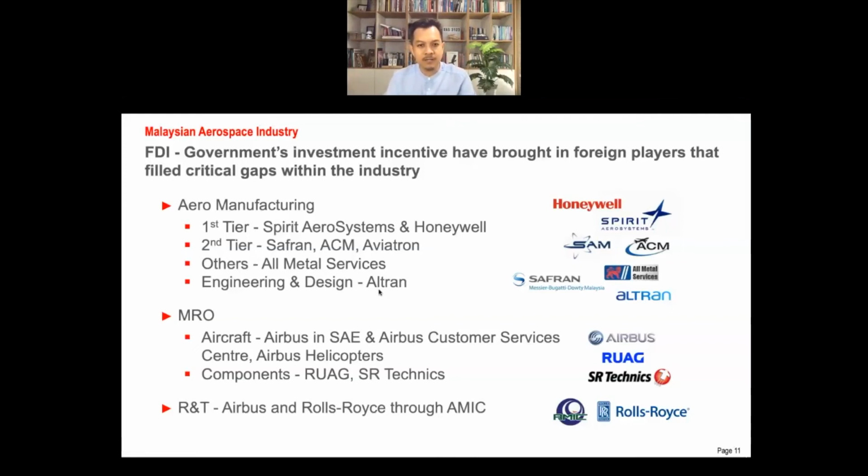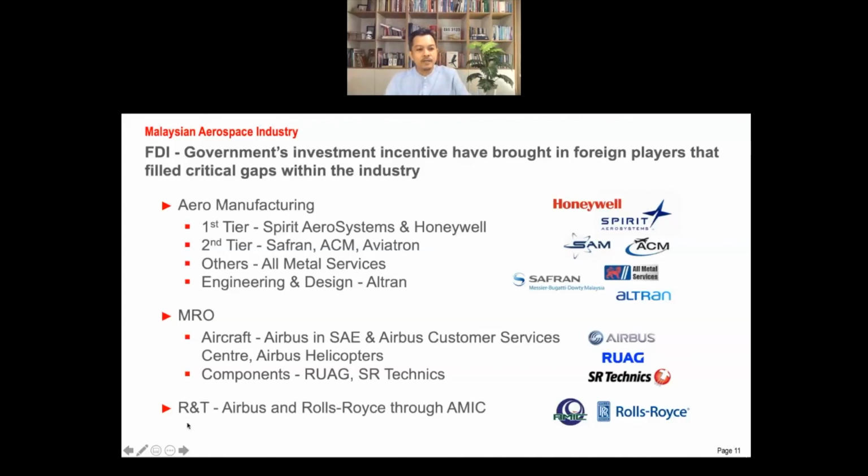company in Malaysia. All right, and then for MRO, we have aircraft MRO such as Airbus in Sepang Aircraft Engineering and Airbus Customer Services in Kuala Lumpur International Airport, right? So they have the Airbus Customer Services Center. We also have Airbus Helicopters and also components MRO like ROAC, SR Technics, and so many others, the smaller players.